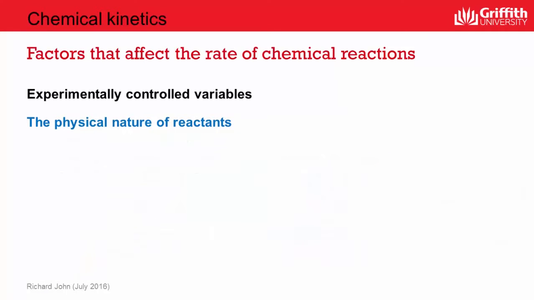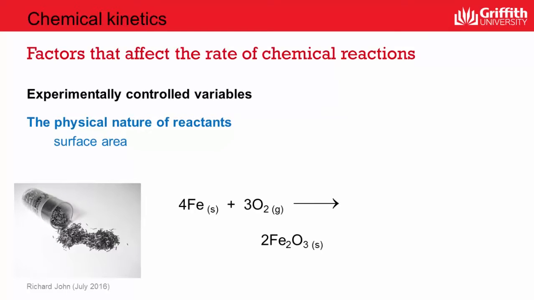Another experimental variable that we can control relating to the physical nature of the reactants is the surface area of solids in a heterogeneous reaction. So for example, if we were to physically pulverize an iron sample, its surface area would be considerably increased, thereby increasing collision frequency and thus increasing the overall rate of this rust-producing reaction.